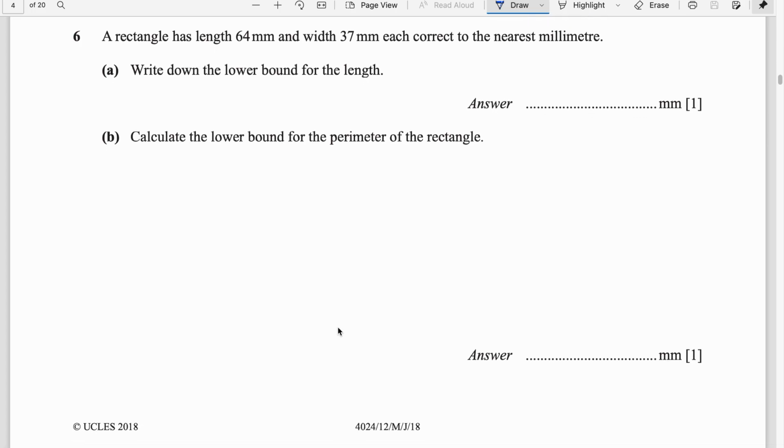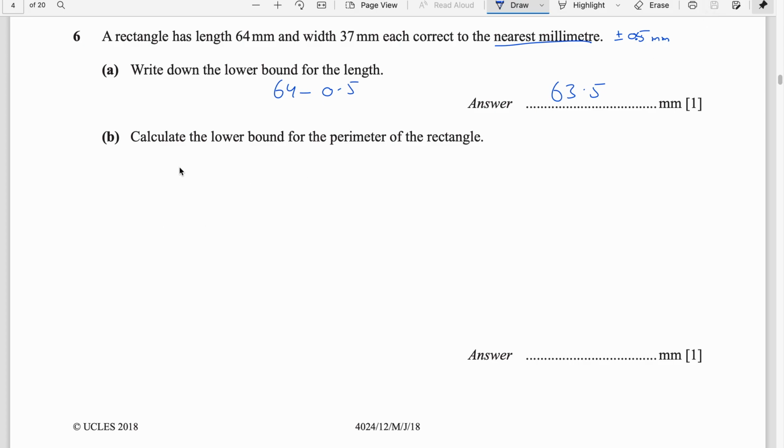Question number 6. A rectangle has length 64 millimeters and width 37 millimeters. Correct to the nearest millimeter. That means plus minus 0.5 millimeters, half of the given accuracy. Write down the lower bound for the length. So 64 minus 0.5 is 63.5.